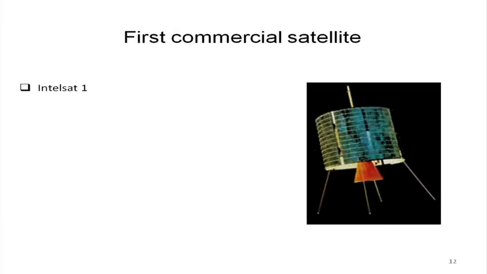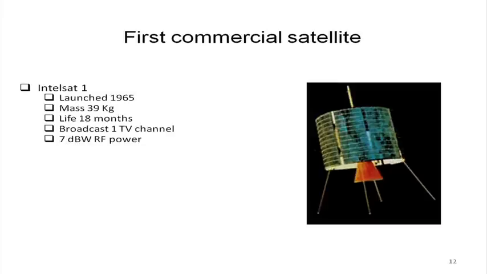Even with that, the first commercial satellite, which is called Intelsat 1, was launched in 1965. It had a mass of only nearly 40 kg and about 1.5 year lifetime. It could broadcast one analog TV channel, and the transmit RF power was 7 dBW. Mark dBW. This is a power unit in dB. When you convert into a direct ratio, it is equal to 5 watts. This dB unit has to be learnt quickly, because we will be using it very frequently later.